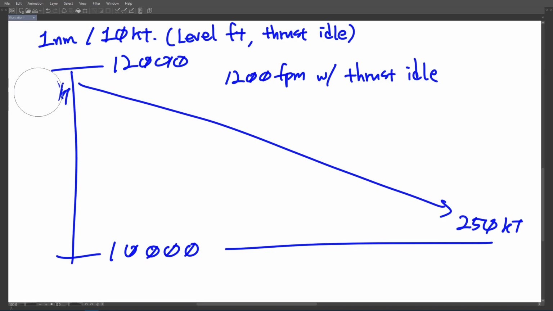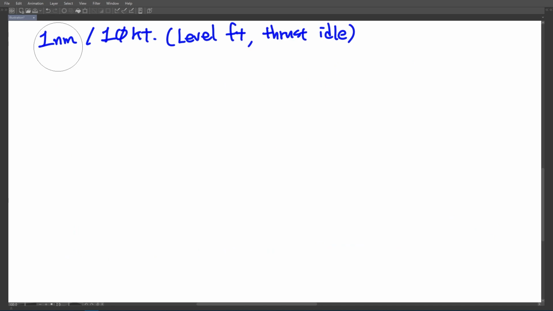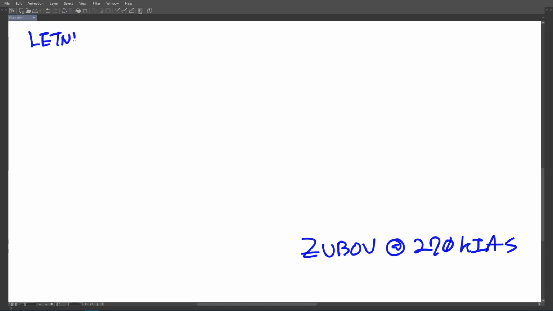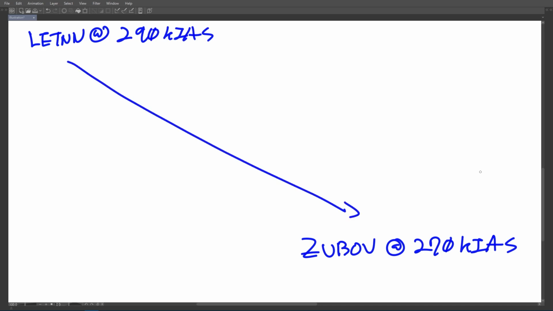All right, so for example, using the same arrival, we need to cross Zubov at 270 knots indicated. Previously we crossed Leadin, let me move that to the bottom, at 290 knots. So we need to lose 20 knots between Leadin and Zubov as we descend. The distance between Leadin and Zubov is about 14.7 nautical miles. That's plenty of distance to slow down.